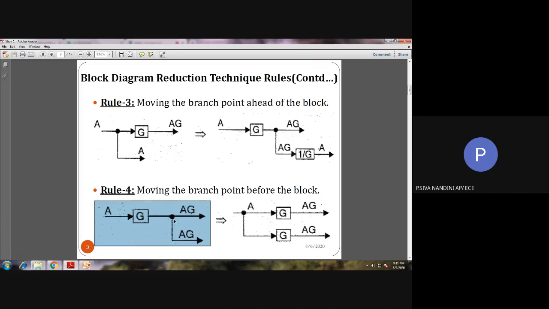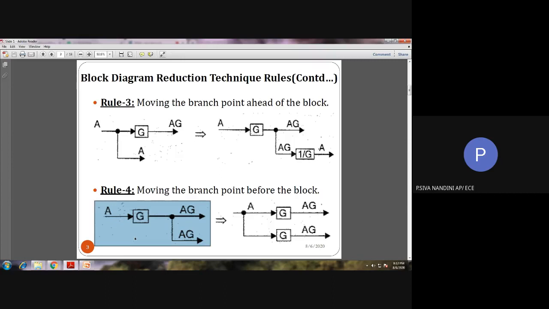We shall see. In some cases, we may need to move the branch point before the block to reduce the block diagram. For that, what are the steps we need to follow? Here the signal obtained from this branch point is AG. If you move this branch point before the block G, we will be getting only A.